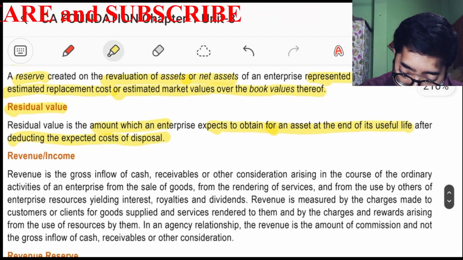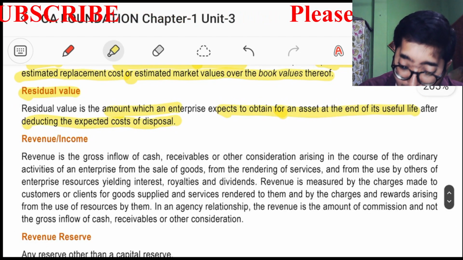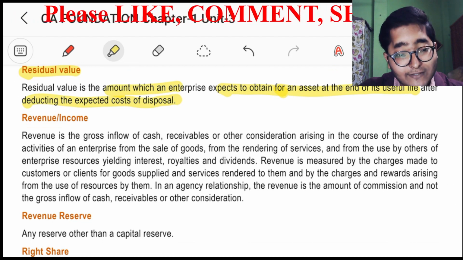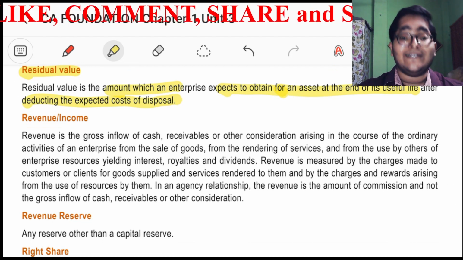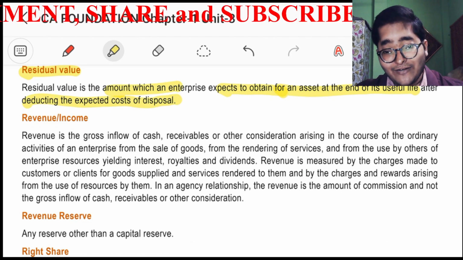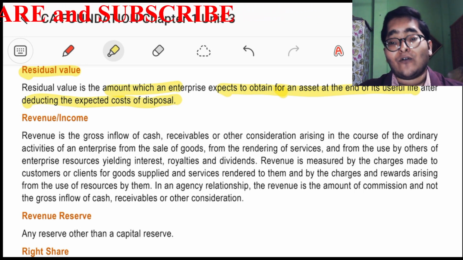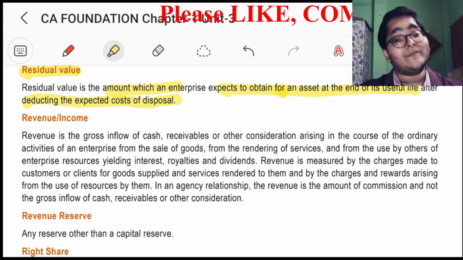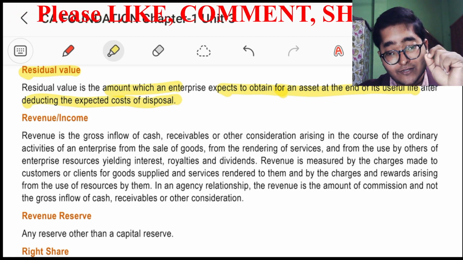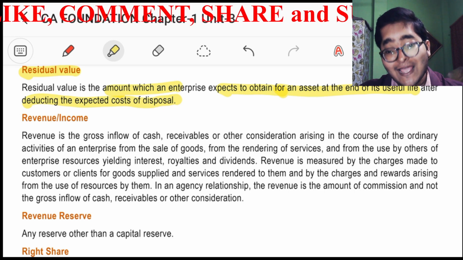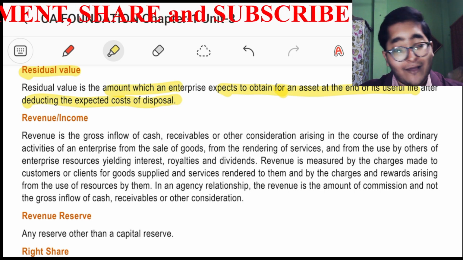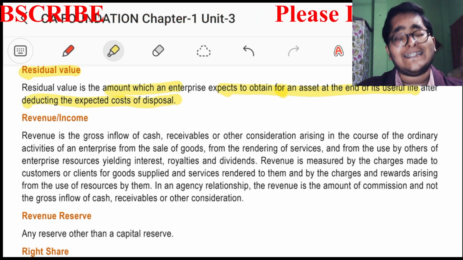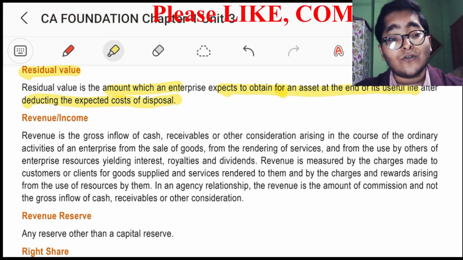Our next topic is revenue or income. What is revenue or income? Revenue is the gross inflow of cash, receivables, or other consideration arising in the course of ordinary activities of an enterprise from the sale of goods, from rendering of services, and from the use by others of enterprise resources yielding interest, royalties, and dividends. So, what is revenue?